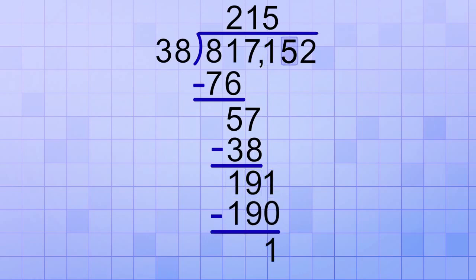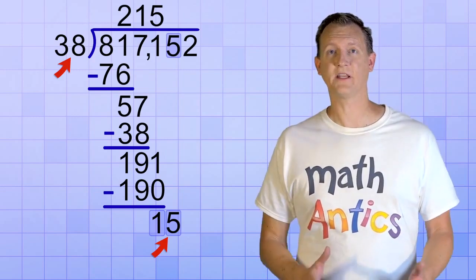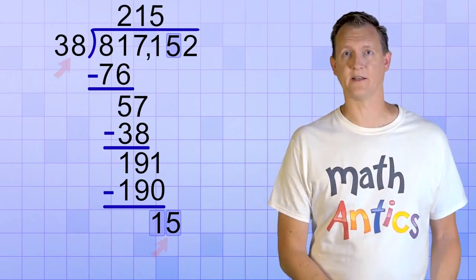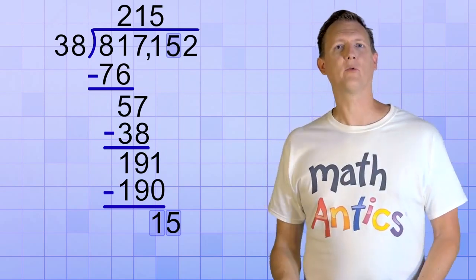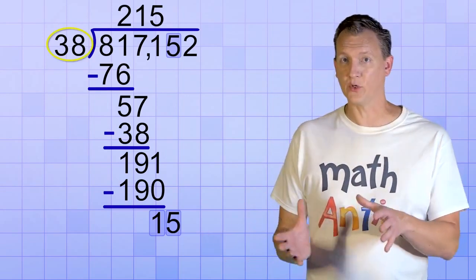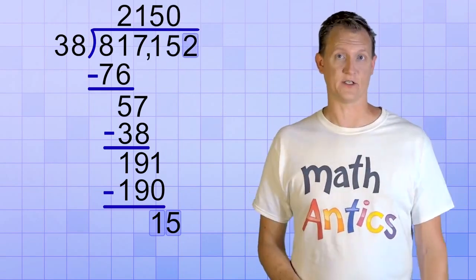Moving on, we bring down a copy of our next digit and ask, how many 38s will it take to make 15? Uh-oh, 15 isn't big enough to be divided by 38. But don't worry, we already know what to do when this happens. Whenever we're trying to divide a bigger number into a smaller number, we just put a 0 in the answer line and move on to the next digit.